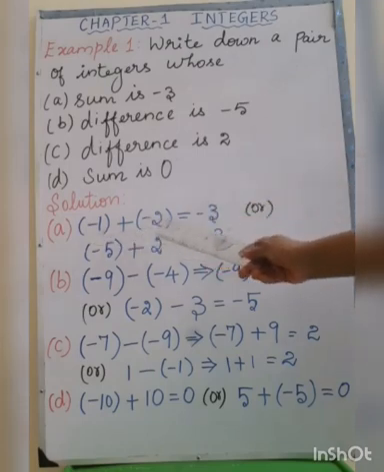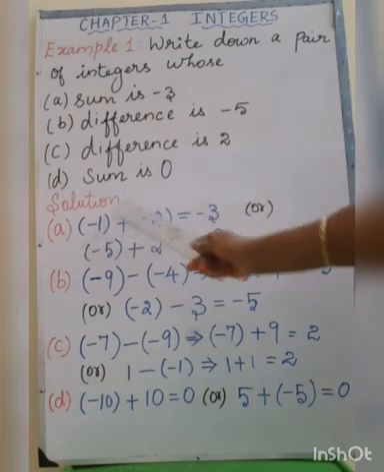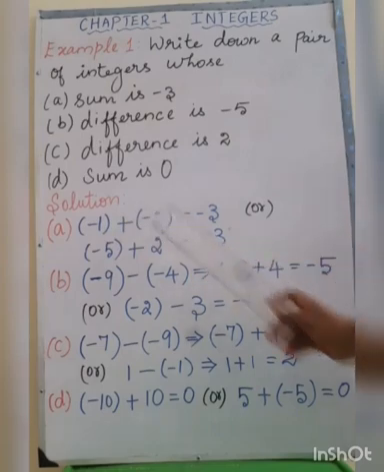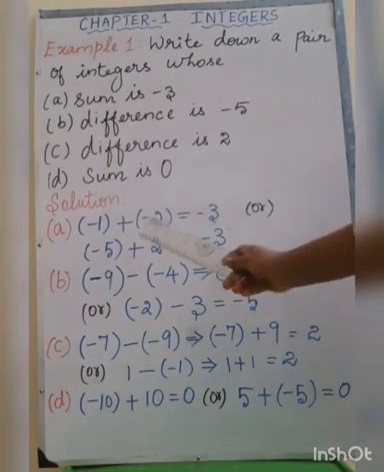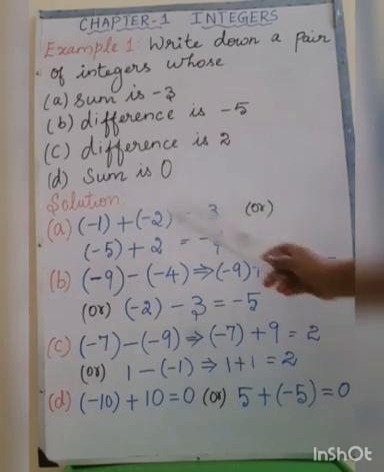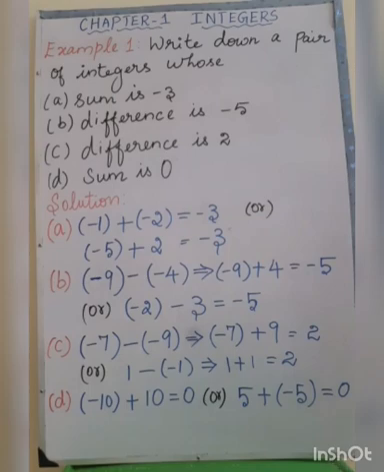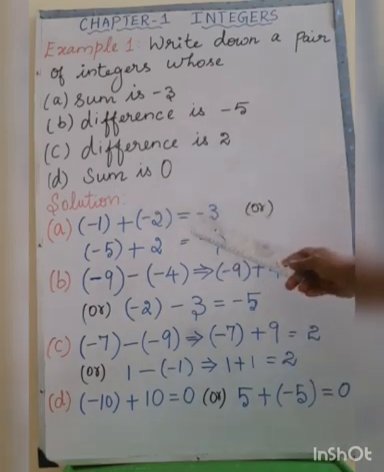Minus 1 plus minus 2. The two integers are negative integers, so when added, add the numbers but put the minus sign. So 1 plus 2 is 3, but put the minus sign.